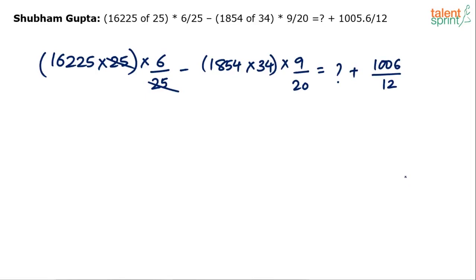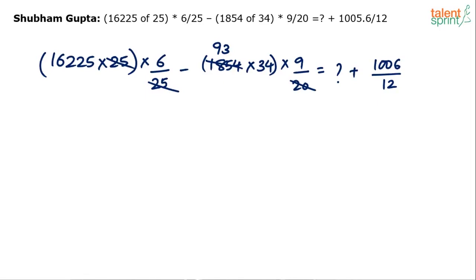Here what cancellation can you do? I'm kind of doing an approximate calculation, right? So let's say 20 goes here how many times? 1854 by 20 is like 93, right? 20 into 90 is 1800, 20 into 3 is 60, very close to 54. Approximately 93.